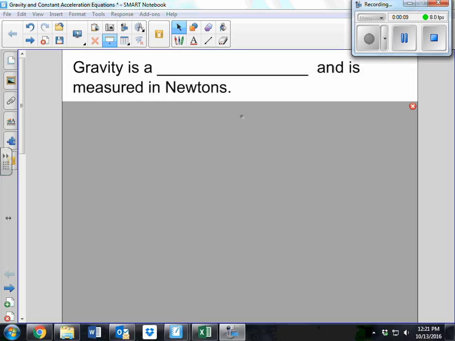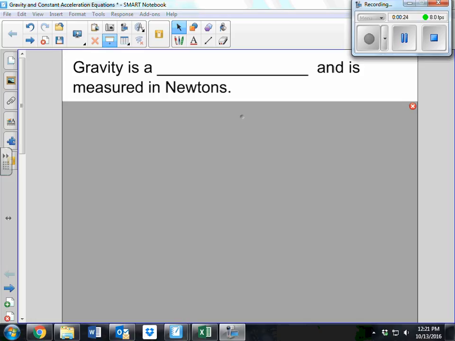So in class, we're going to be practicing the motion graphs, and that's going to springboard us into the constant acceleration equations. But before we move on, I need to teach you a little bit about gravity.